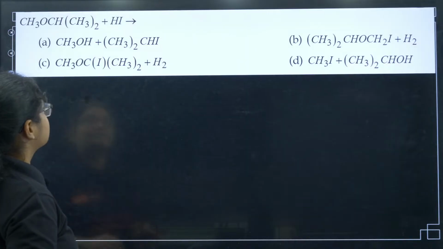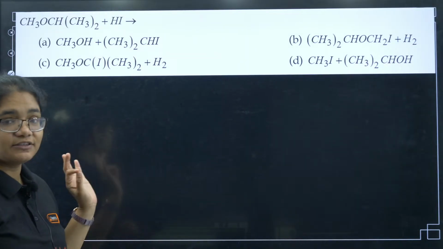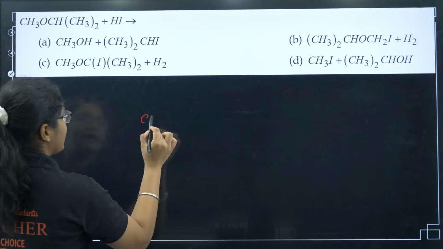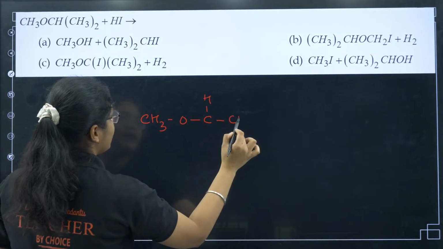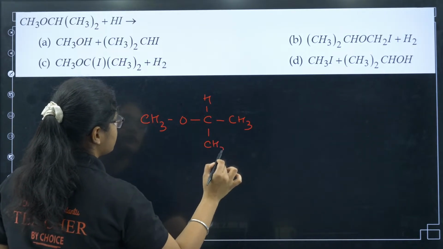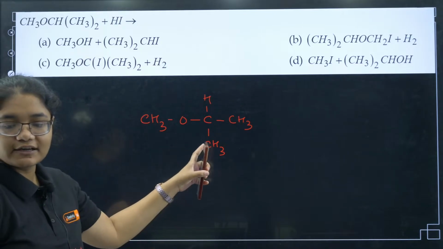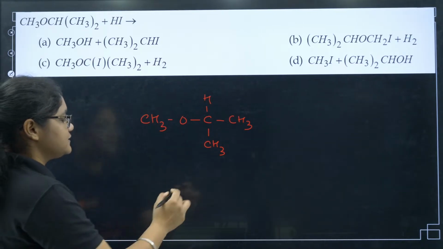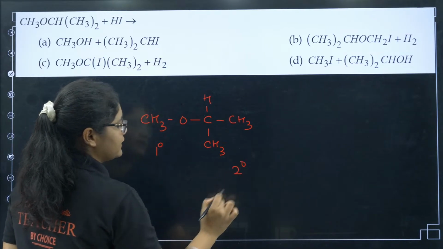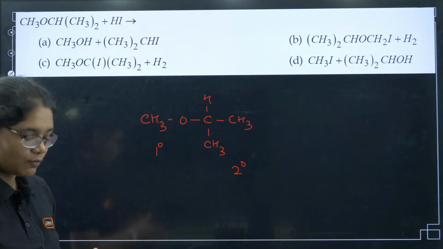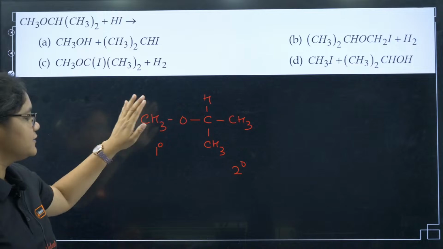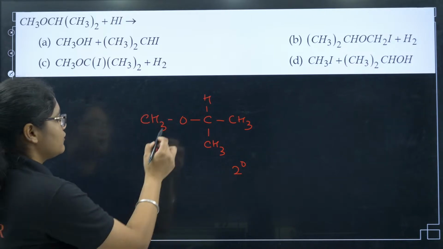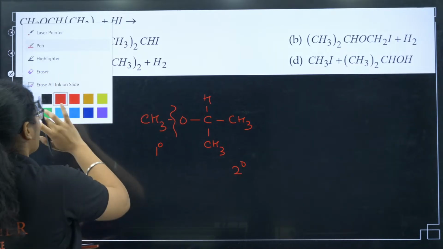Very good. Next question, just now we have discussed cleavage of ether, a very important question. I have CH3O, CH, CH3 and CH3, right? Is this tertiary? It is not tertiary. It is primary and this is secondary. So when you have primary and secondary, what will happen? I will attack the less hindered side, so the bond will break like this.